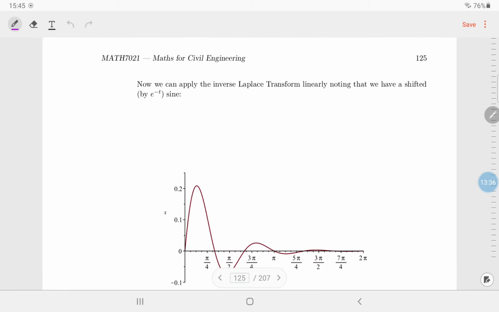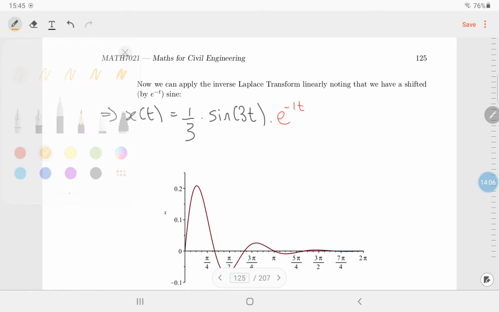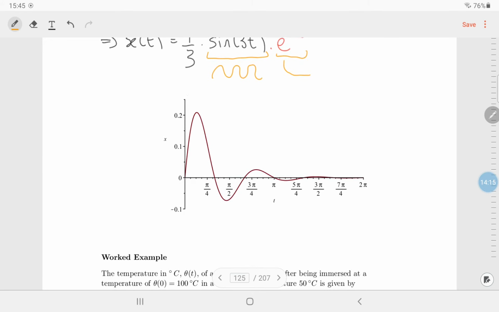Okay, so what does the first shift theorem say? If you're bringing back something shifted, you bring it back as normal, so you fix the 1/3. So the 3 over s squared plus 3 squared comes back as normal, sine 3t. But because it's shifted with an s plus 1 instead of an s, you multiply by e to the minus 1t. And that is the solution. And what you have here is a wave, but this bit is exponentially decreasing to 0. So you end up with a wave, but the amplitude is decreasing to 0.